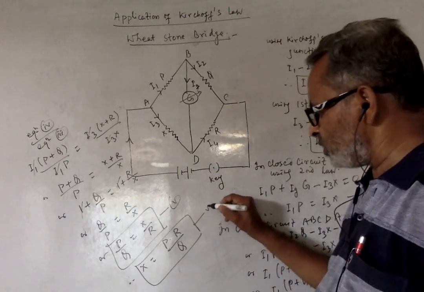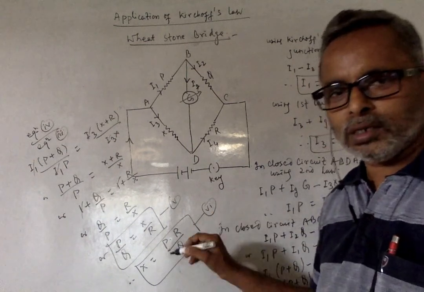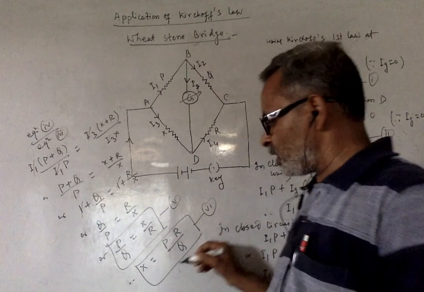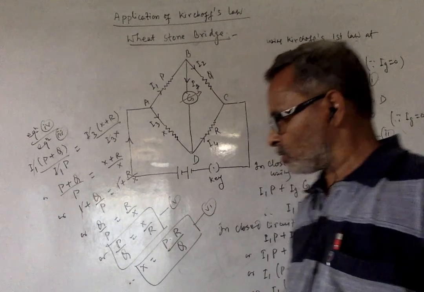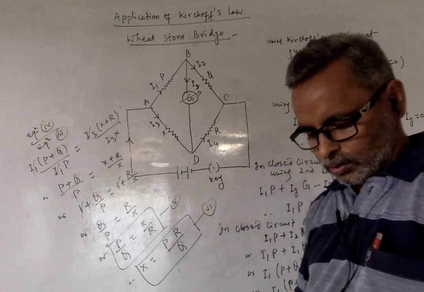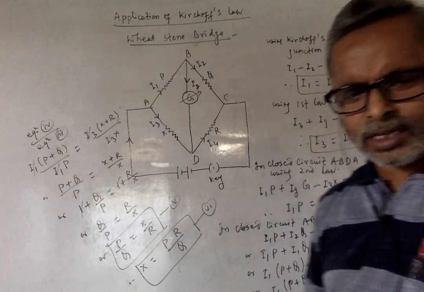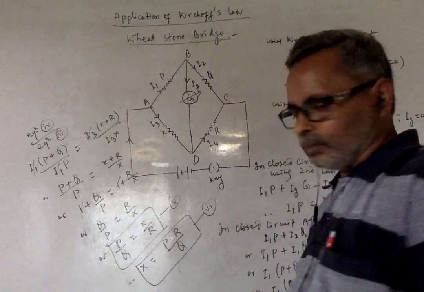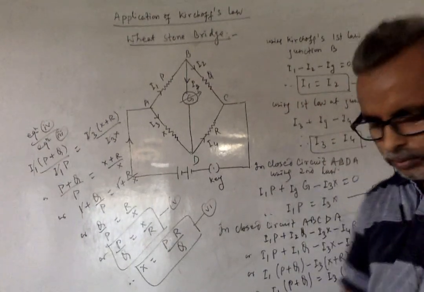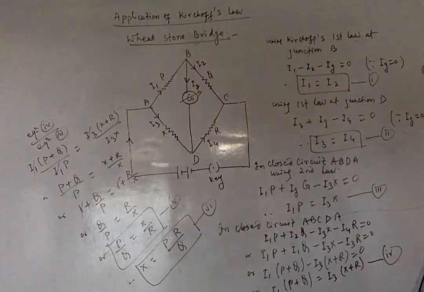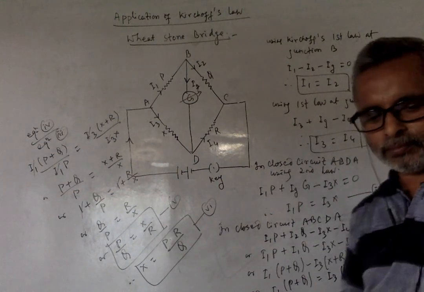With the help of this equation 6, we obtain the unknown resistance. In the next lecture, I will deal with the meter bridge.